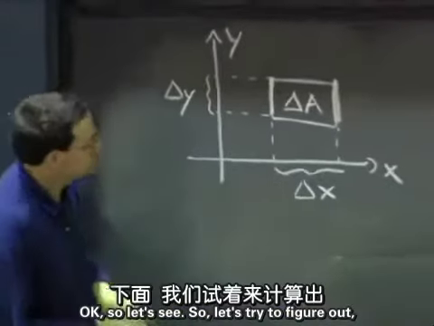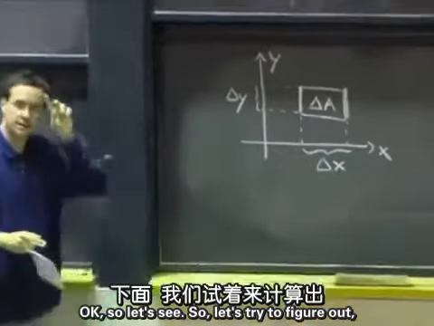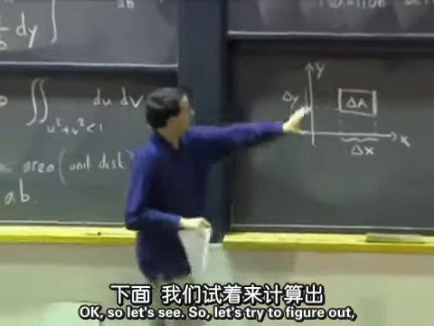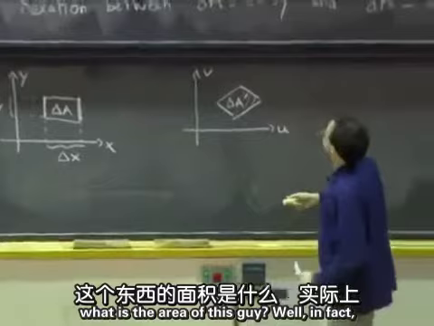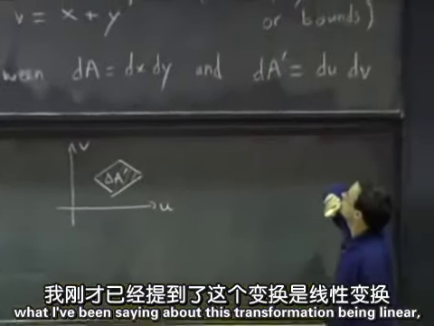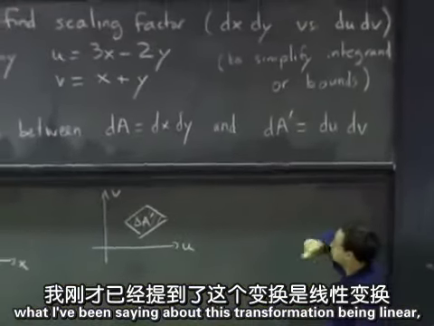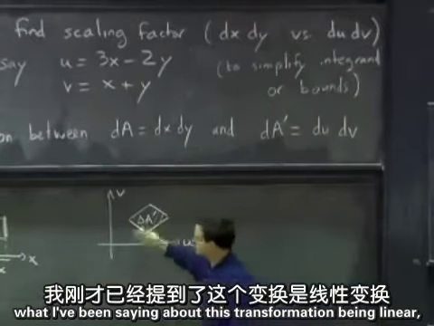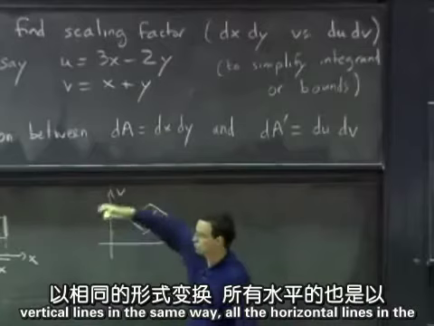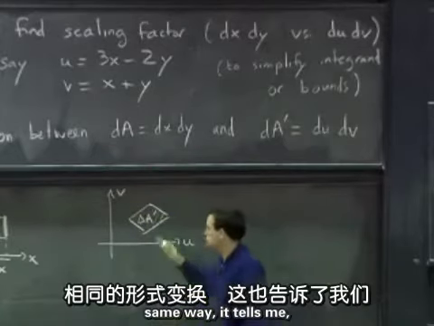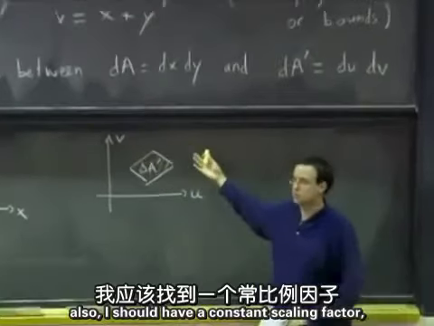Okay, so let's try to figure out what is the area of this guy. Well, in fact, what I've been saying about this transformation being linear and transforming all of the vertical lines in the same way, all the horizontal lines in the same way, tells me also I should have a constant scaling factor, right?